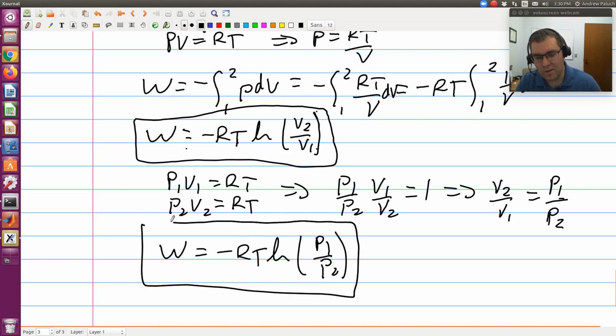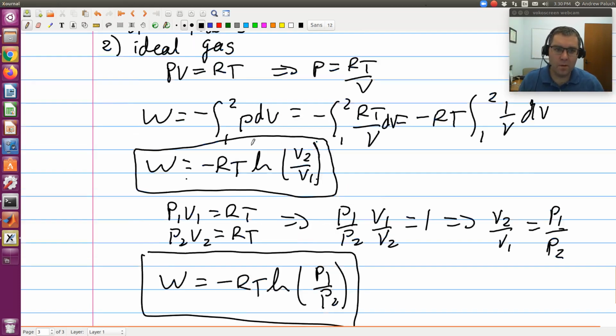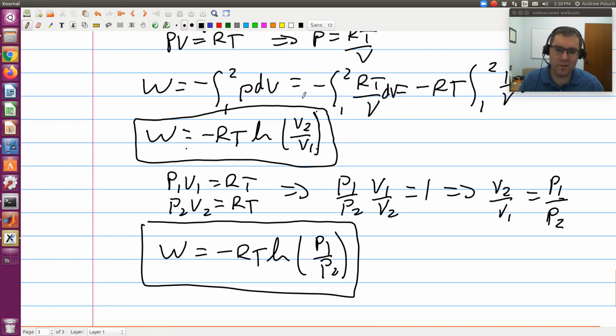All right, and as a sanity check, if it's an expansion process, so V2 is greater than V1, this ratio is greater than 1, so the log term would be positive, with the negative sign, work done by my system, right? If V1 is greater than V2, this is less than 1, the log term's negative, it takes a positive form, it's work done on my system, and you can go through the same exercise with respect to P.